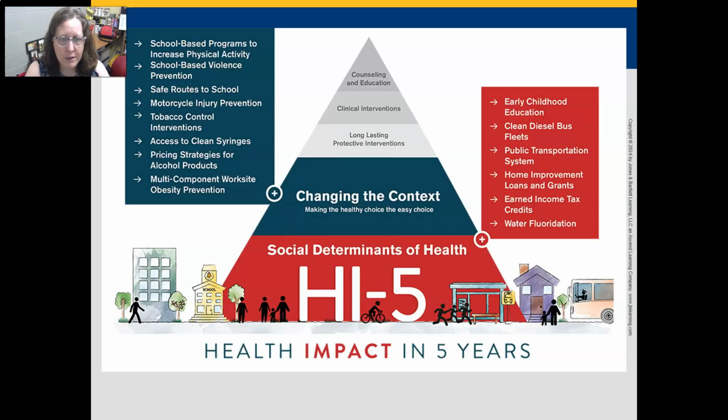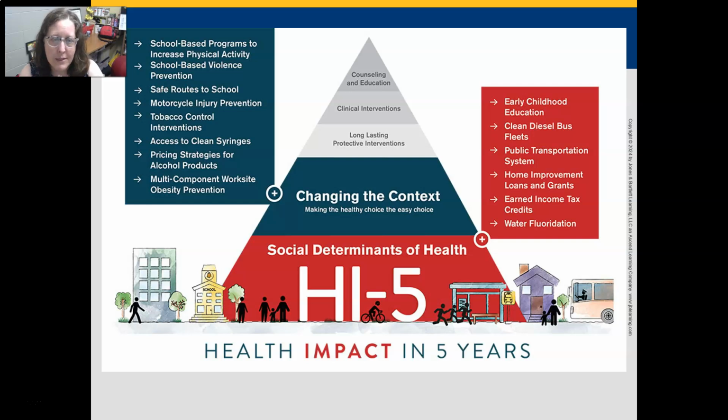And so here is a graph from the HI-5. I got it off the website. And so we have at the base, with the social determinants of health, things that can be done are water fluoridation, earned income tax credits, home improvement loan and grants, public transportation system, developing that so people can get around, having clean diesel bus fleets, and early childhood education. So those are at the foundation and the social determinants of health, and then helping change the context, making the healthy choice the easy choice, because often it is a harder or more expensive choice.